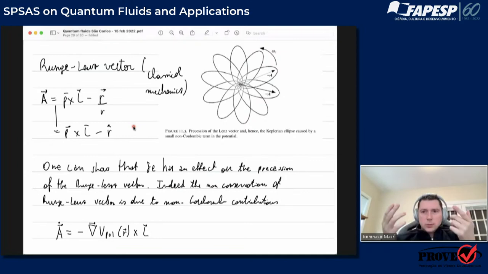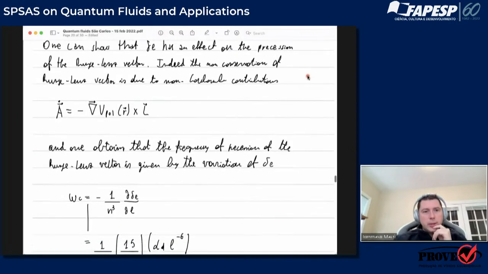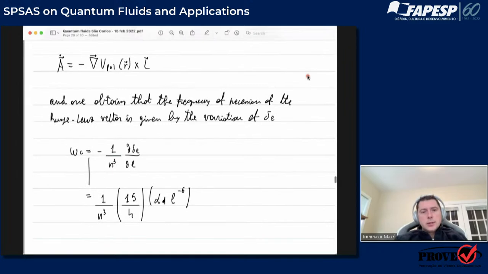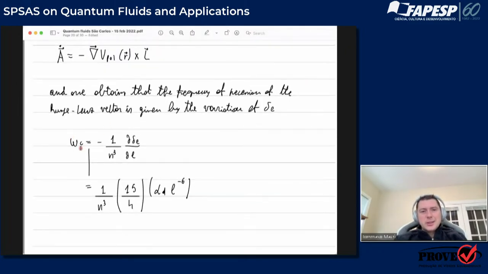Instead, if there is a non-Coulomb contribution, so if there is a perturbation, what you would expect is that in principle the Runge-Lenz vector is not conserved. Now you can show that the length of the Runge-Lenz vector is conserved, but the orientation is not conserved. And indeed, what this non-Coulomb correction does is essentially a precession of the Runge-Lenz vector around the focus of the orbit. And if you really compute the frequency of precession of the Runge-Lenz vector, you will see that it goes as the derivative of the quantum defect with respect to the angular momentum variable, and therefore it goes like 1 over L to the 6.